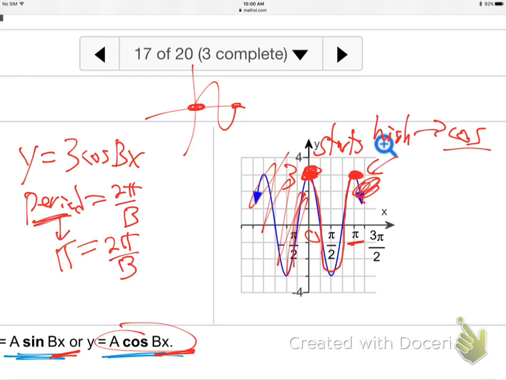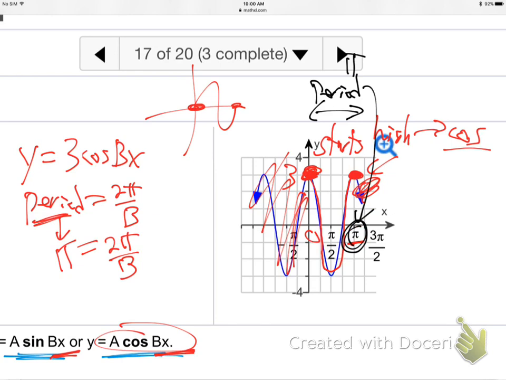Formally, to solve for b, does everybody see how I got to this equation first off? I just wrote the formula we always use: period is 2 pi over b. And I just looked at the graph and said, oh, there's the period. The period is one cycle. And what's the period? It's clearly pi right there. Right?